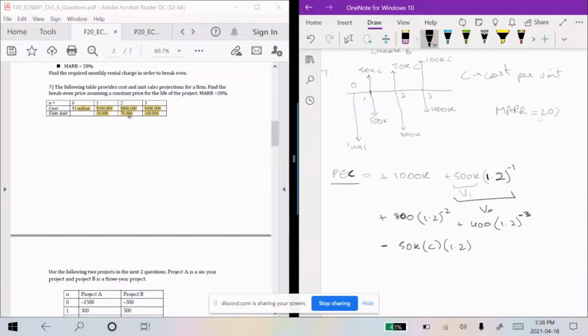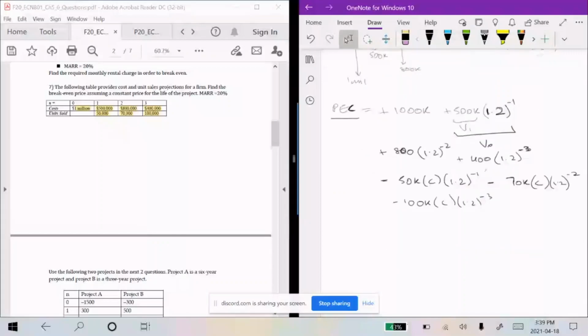So again, 1.2 raised to the power minus 1. Second period, there is 70K into C. The third one is 100K into C. So minus 70K into C and 1.2 raised to the power minus 2. The third one is minus 100K into C, 1.2 raised to the power minus 3. So this accounts for everything that's there in the cash flow diagram.